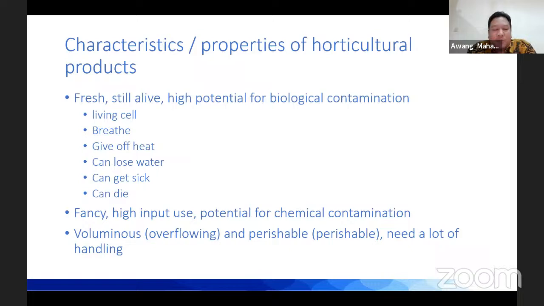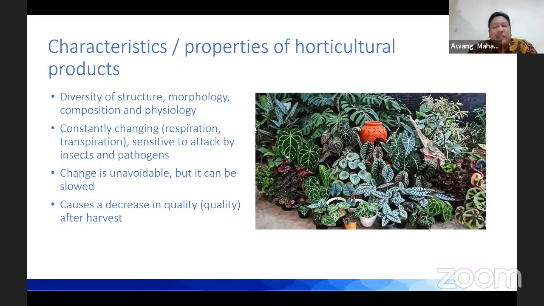Little cosmetic damage to the product will decrease the quality. You cannot sell it anymore into the modern market, for instance. And mostly it's voluminous and perishable, so it needs a lot of handling. So to take care of horticulture products, more factors, more skills, and more technology are needed.